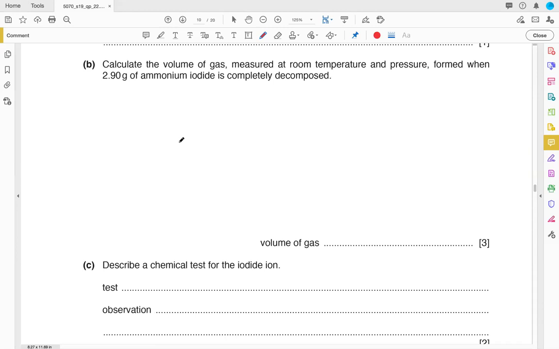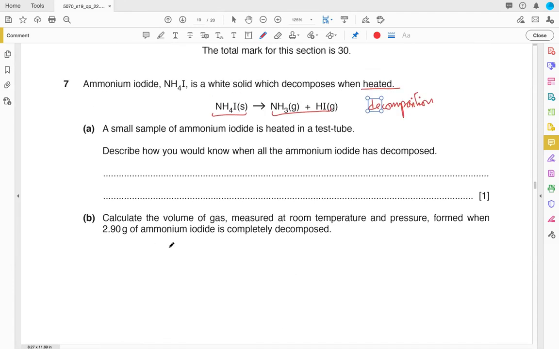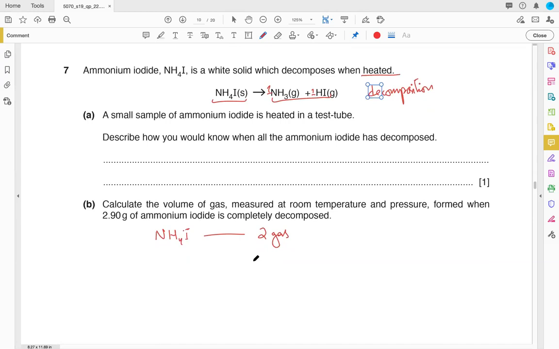Next question. Calculate the volume of gas measured at room temperature and pressure formed when 2.9 grams of ammonium iodide is completely decomposed. So on the left side, we have ammonium iodide. There's one relative mole. And we want to figure out the volume of gas. Now you notice that there is 1 mole of gas here and 1 mole of gas here. So basically there is double the gas produced. In terms of moles, this is double the volume.